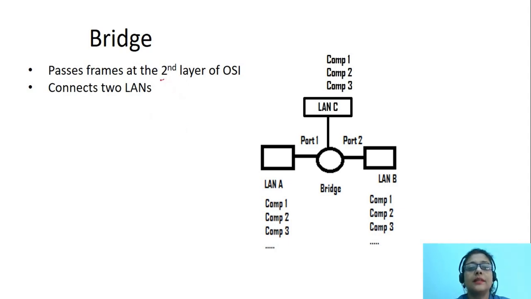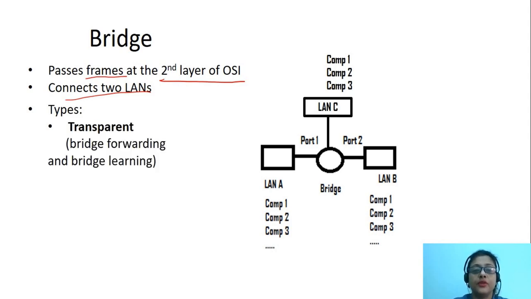Bridge works at the second layer of the OSI model and here the data are in the form of frames. It can connect two different LANs. Let us understand this with the help of this diagram. There are two types of bridges. One is called the transparent bridge and the other one is called the source routing bridge.